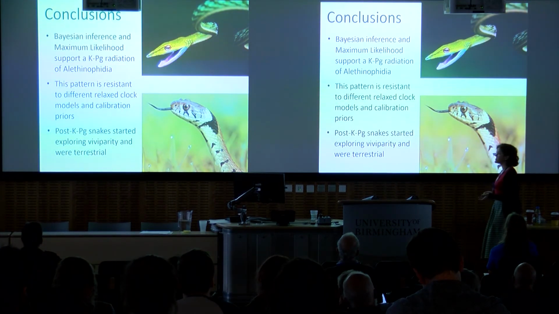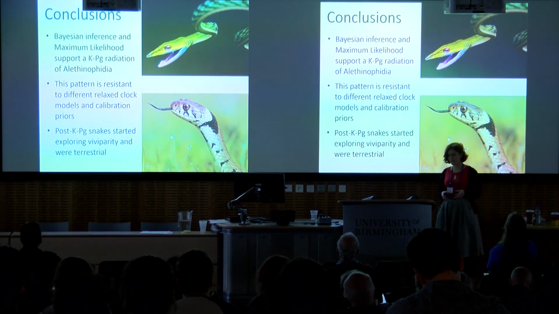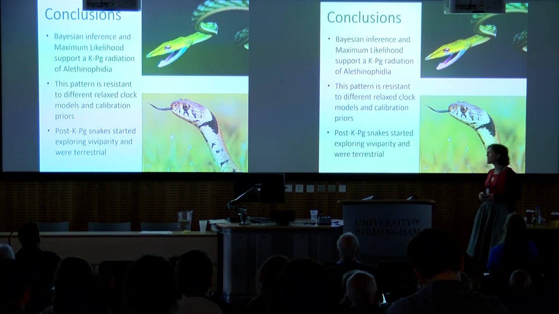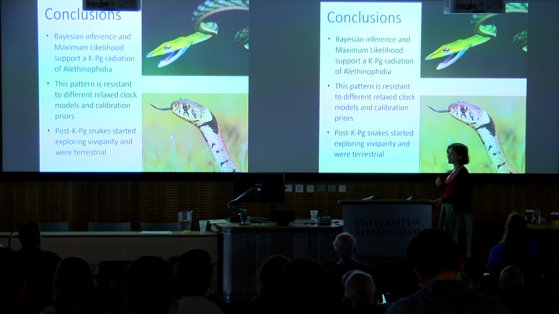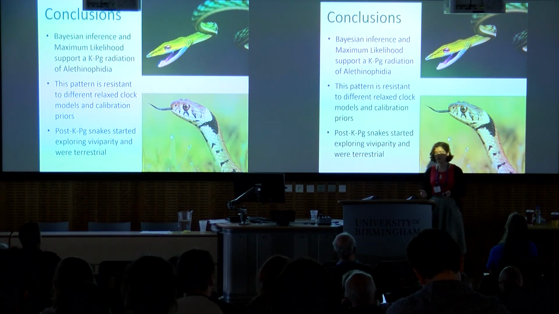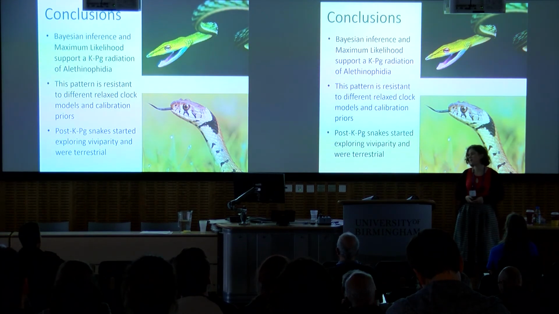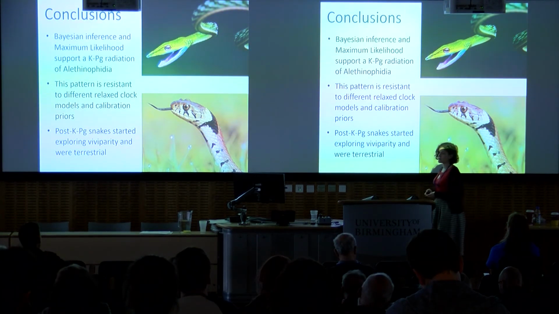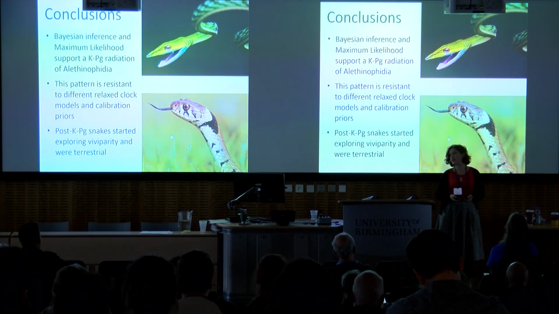So in conclusion, both Bayesian inference and maximum likelihood support evidence for an Alethinophidian radiation at the KPG. And this pattern is resistant to some tampering with the modeling, both with relaxed clock models and different priors. And it is possible that post-Cretaceous Paleogene snakes started exploring with viviparity and terrestriality.